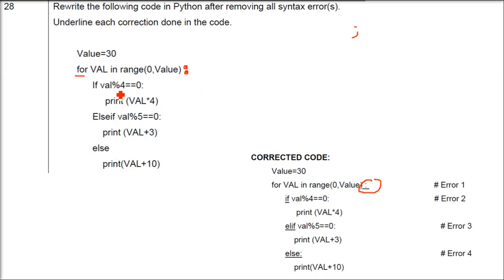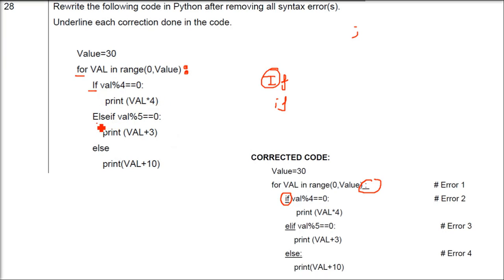Second is if val modulo 4 is equal to 0. Now this is okay, but you see in this that the I in if is capital. Python is a case sensitive language. I should be small. So this is the second problem. You can correct it.